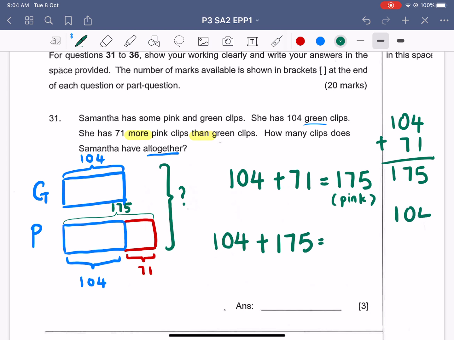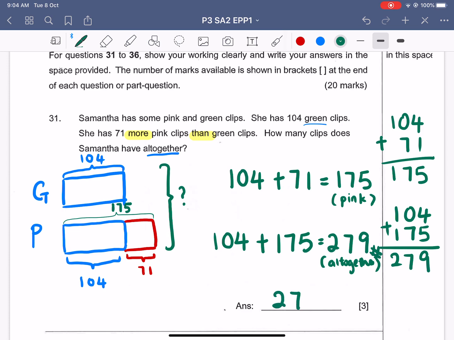So let me just add it at the side, 175. And I have 279 altogether. Now this is also my final answer, so I put a hashtag here, and 279 is the answer. Have you gotten this question correct?